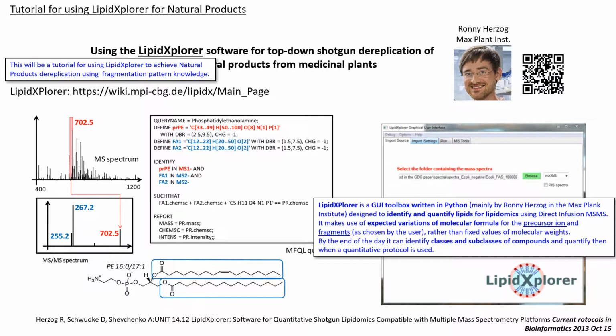To begin with, LipidXplorer is a GUI toolbox written in Python, mainly by Ronny Herzog, at the Max Planck Institute, designed to identify and quantify lipids for lipidomics using direct infusion mass spec. It makes use of expected variations of molecular formula for the precursor ion and for the fragments, rather than fixed values of molecular weights. At the end of the day, it can identify classes and subclasses of compounds and quantify them when a quantitative protocol is used.